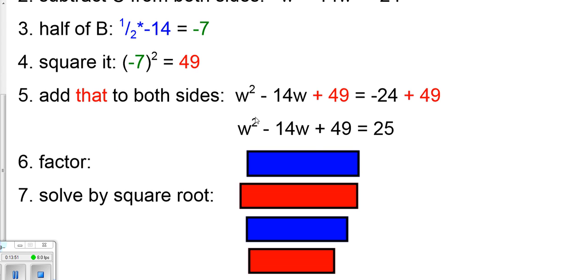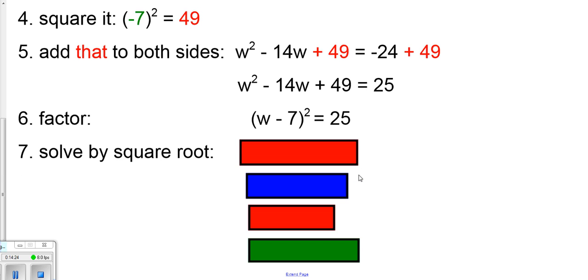Now we need to factor the left side. Step 6 is factor. If we did this correctly, this should factor out into a perfect square. So it would be w minus 7 squared. Notice how this minus 7 and this minus 7 from step 3, it's the same thing. And it's just our variable w minus 7 squared. That's what this whole left side becomes. Set all of that still equal to 25, this number on the end.